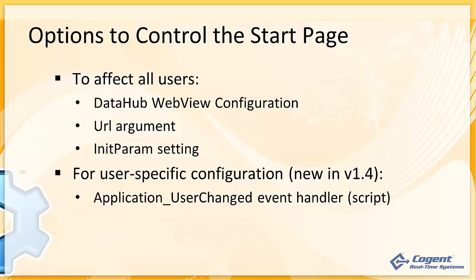And here they are. Each of the first three affects all users. So we can use the DataHub WebView configuration properties screen, change a URL, or use an init param setting. I'm just going to start by walking through each of those so you know what I mean.